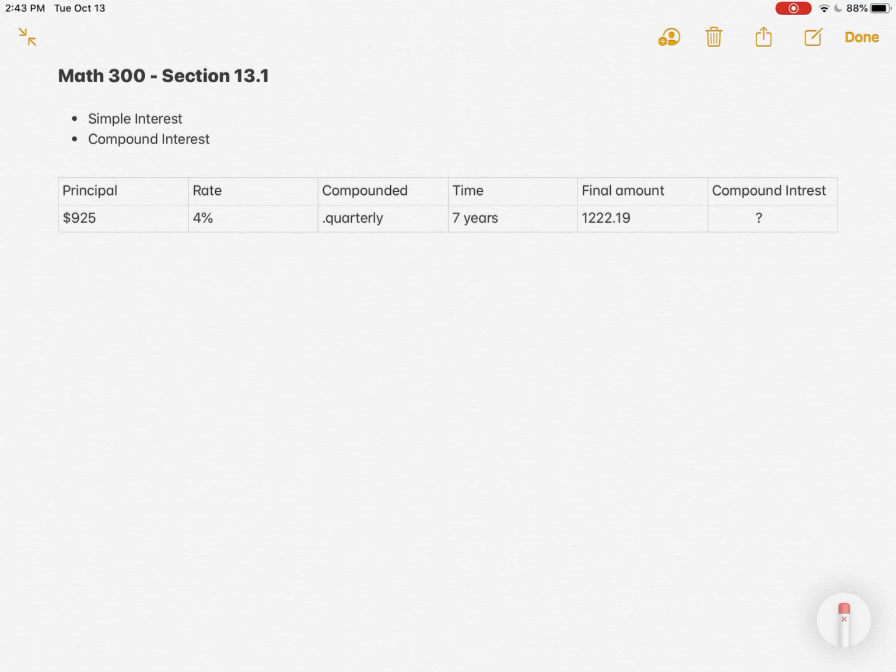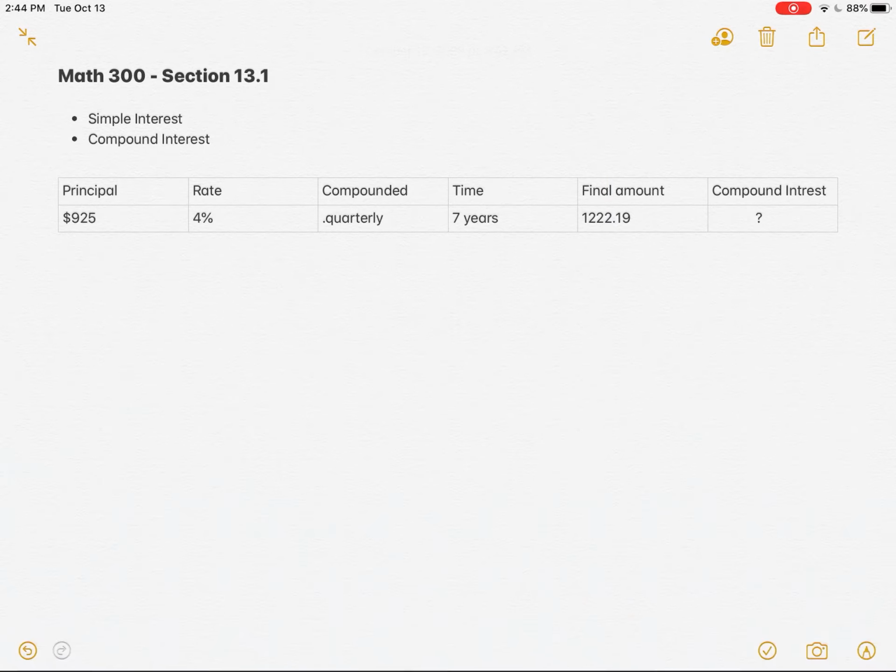So when something's compounded quarterly, it means every 3 months we tack on some interest, and tack on some interest 3 months later, and tack on. So it's not just one time a year. It is on a regular basis, in this case every 3 months or a quarter of the year. And we're going to do that over 7 years. And this was the final amount, $1,222.19. So they're asking for the compound interest that was assessed.